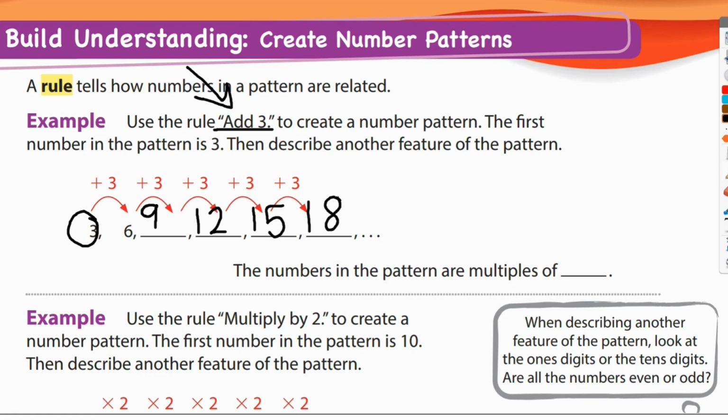Now, if you look at the numbers in the pattern, all of these numbers are multiples. Remember, multiples are the products of two factors. If I'm skip counting by 3, all the numbers that I'm saying out loud, 3, 6, 9, 12, 15, 18, and I can keep going, these are all the multiples of 3. Now, let's take a look at the second example.